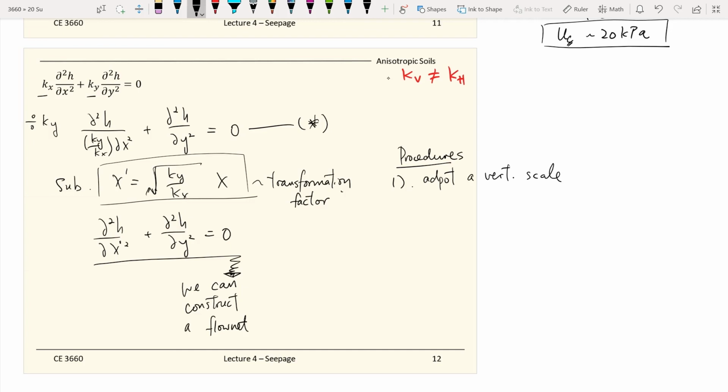The procedure I'm talking about is to draw the picture of your geostructure. But when you do your horizontal scale, you need to do the transformation. So you will transform the horizontal scale by the factor that we were using, the square root of ky over kx.